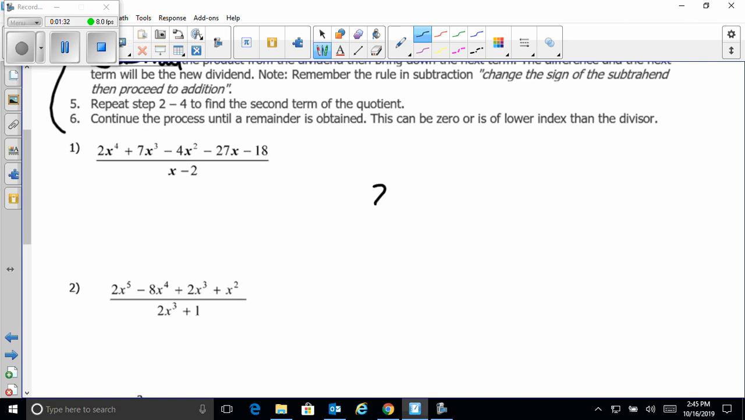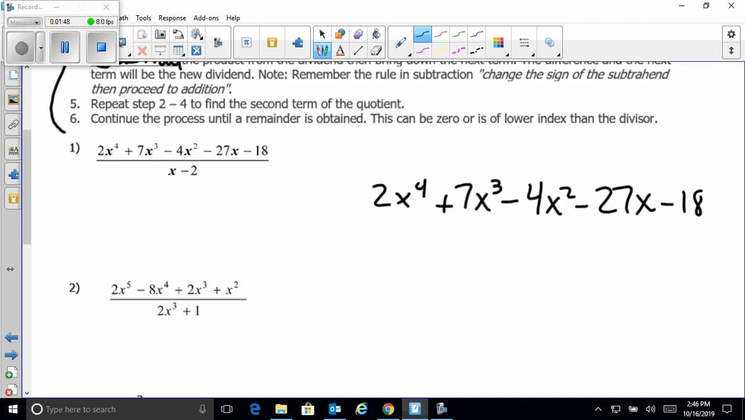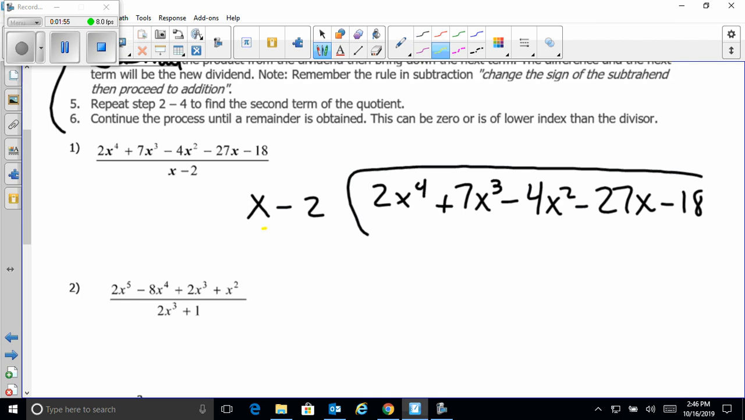Our dividend is 2x to the 4th plus 7x to the 3rd minus 4x to the 2nd minus 27x minus 18. As I'm writing this, I'm making sure it's going in descending order and that I'm not missing any powers. I'm dividing that by x minus 2. So I'm looking at how many times does x go into 2x to the 4th? Well, I need to have 2x to the 3rd.